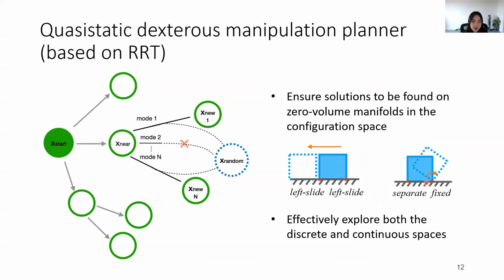Yeah, we can see that this process ensures solutions can be found on zero volume manifolds in the configuration space. Like this left slide motion, the probability of being sampled is 0. And for this motion, the probability of being sampled is even 0 for constrained planning, where people project the configuration onto the contact manifold instead of the contact mode manifold. And it's quite effective to explore both the discrete and continuous spaces.